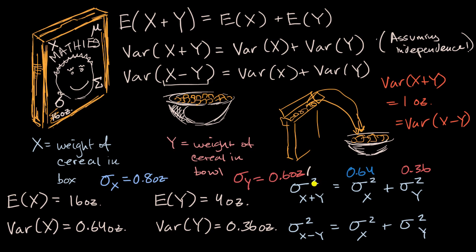But then I would take the square root of that, and I would get that the standard deviation of x plus y would be the square root of our variance, which is still, based on the units we're using, still 1 ounce. So notice, those did not add up. 0.8 plus 0.6 is not 1, but if you take the sum of the squares, it does equal 1 squared.